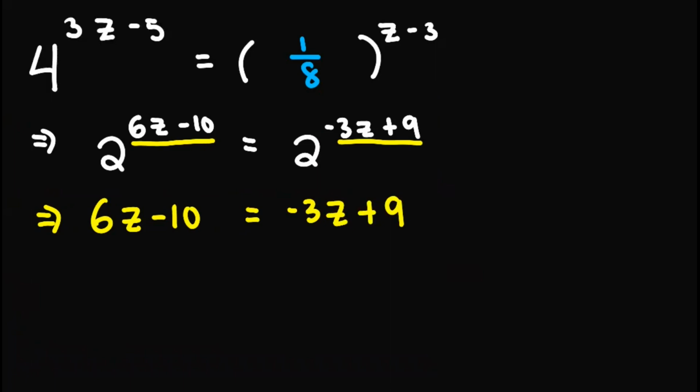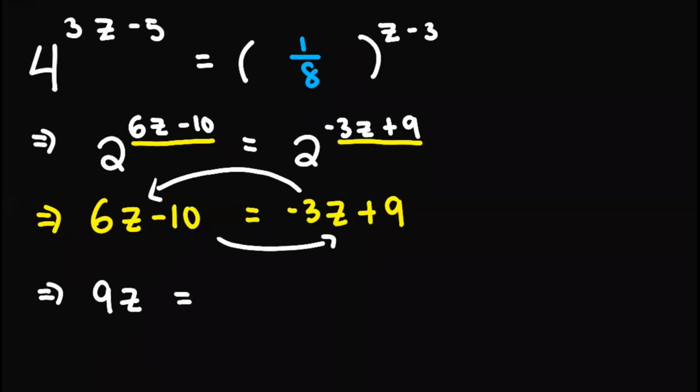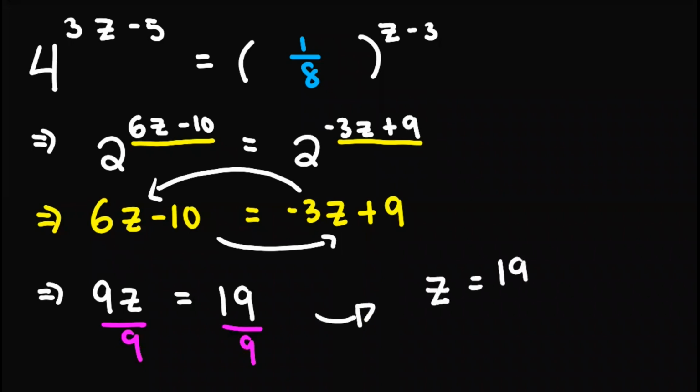So we've got 6z minus 10 equals negative 3z plus 9, and this is just a linear equation. Move this negative 3z to the left side and move this negative 10 to the right side to obtain 9z equals 10 plus 9, which is 19. Then we divide both sides by 9 to finally obtain z equals 19 over 9.